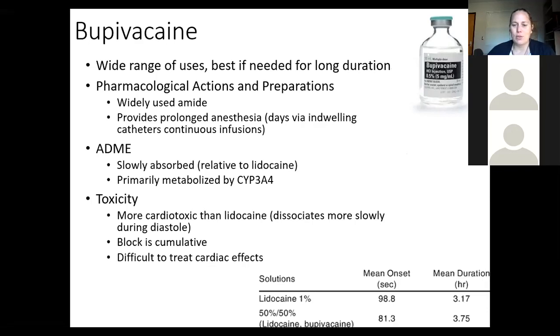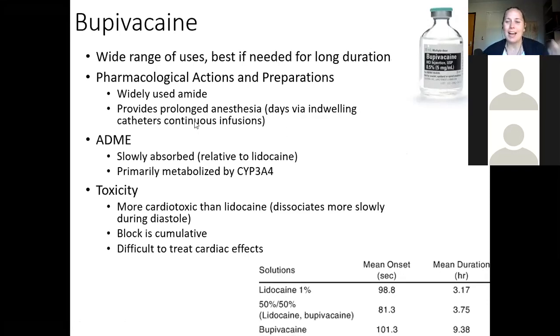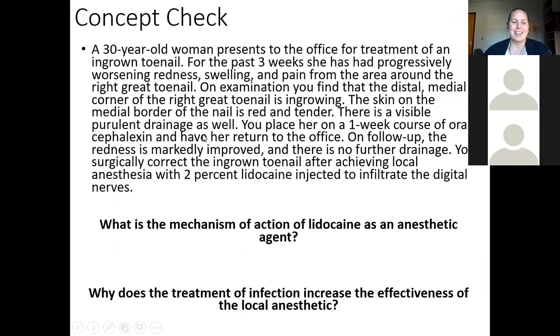Sorry, I saw that click. I got click happy. I saw that come up and immediately clicked on it, and that's probably not the best thing. Okay, so our next concept check question.